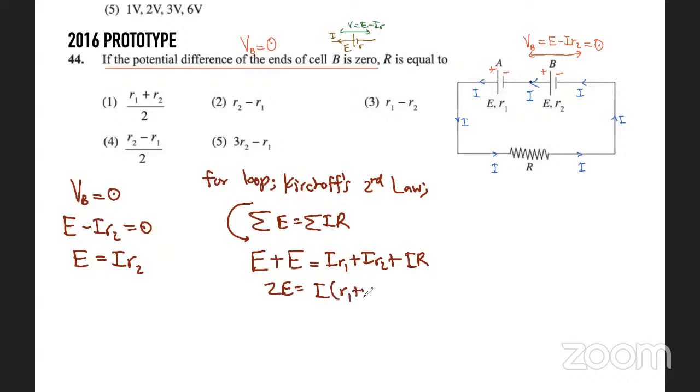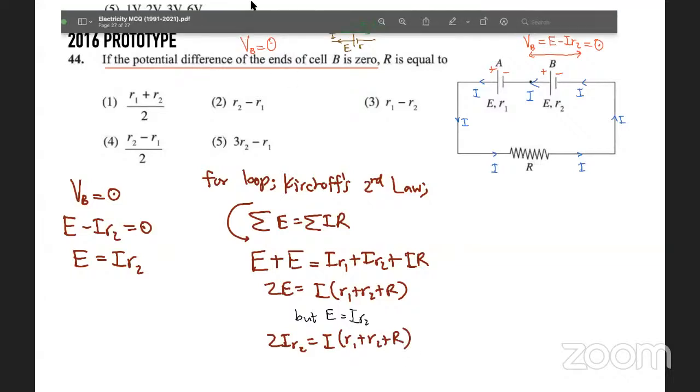So I will get simple R1, simple R2 plus capital R. But we just figured out a little while ago that capital E is equal to IR2. According to the question, the potential difference across this battery is 0. So from that we found this. Therefore, for capital E, I can substitute that value, 2 IR2. It's going to be equal to I times R1 plus simple R2 plus capital R.